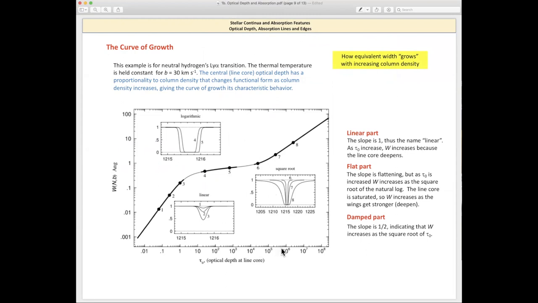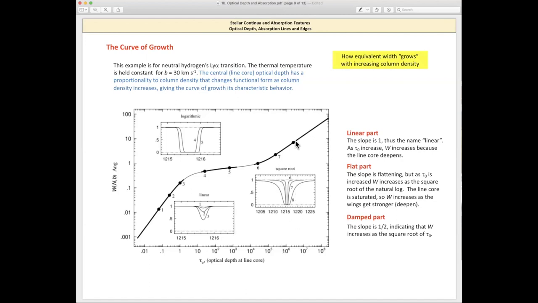wings. So if you get up to central optical depths of 10 to the sixth, that corresponds to, say, this line number 7 here, you can see that that looks a lot like the plot that we had previously, showing you that some of the absorption is coming out of these damping wings. And so here is the equivalent width for a 10 to the 6.